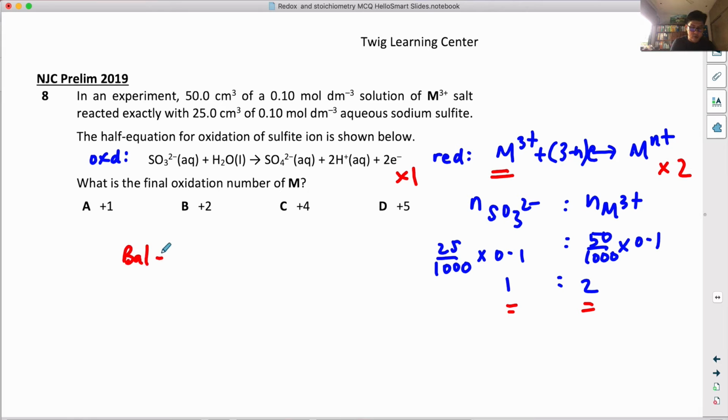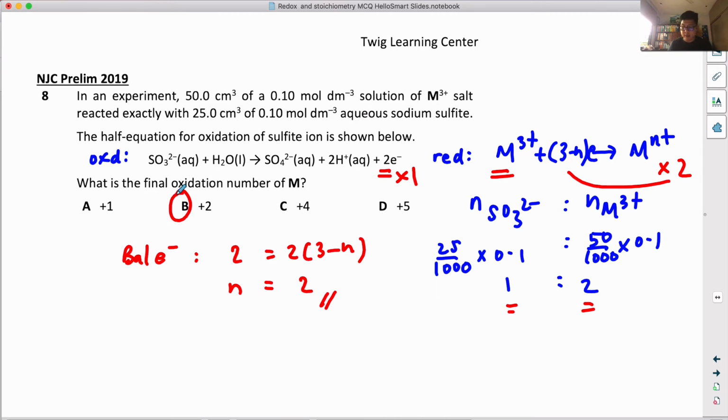So balance electrons. When you put both half equations together, we have to balance electrons. Electrons on this side is 2, and on the other side is 2 times (3 minus n). So we cancel, and n equals 2. So what's the final oxidation state of M? 2 plus, because n is 2. Okay, let's move on to the next question.